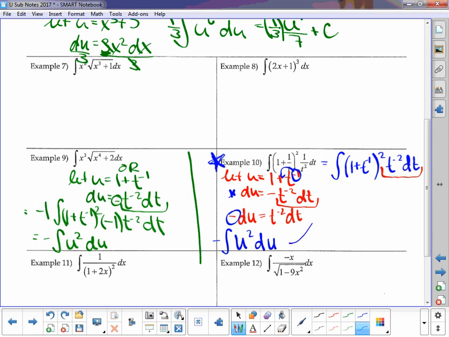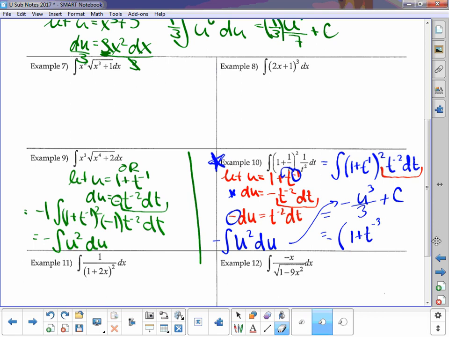Okay. So then I would have negative, increase my power by 1, divide by 3, plus c, and just substitute it back in. 1 plus t to the negative first, stick that for plus c. That's right. Questions on that?